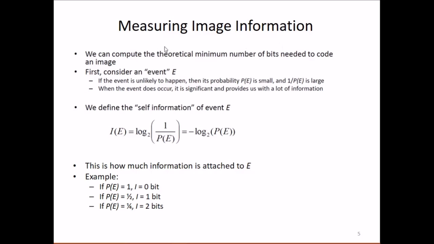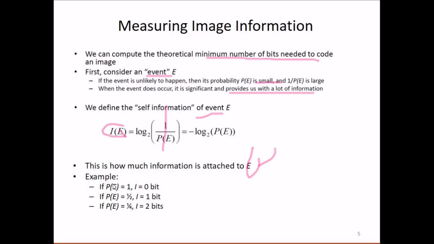Then, measuring image information, we can compute the theoretical minimum number of bits needed to code an image. This is a theoretical computation. First we consider an event E. If the event is unlikely to happen, then the probability is very small, that is, 1 by P is large. So when the event does occur, it is significant and provides us with a lot of information. We define the self information of event E as log 1 by P of E, which is minus log P of E. This is how much information is attached to a particular event E.